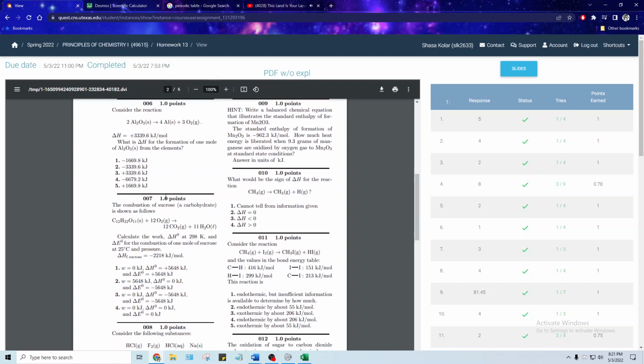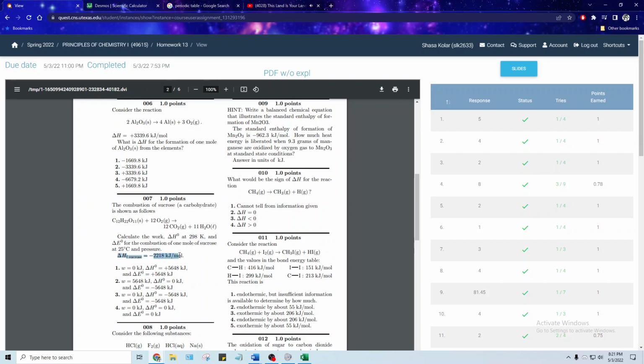The combustion of sucrose, the carbohydrate, shown as follows. So, first things first. This is W, Q, delta H, same difference, and delta E. So work, if you don't remember from last unit, the only time work is occurring for us is when there's a change in gas. Either there's more gas or there's less gas. There's the exact same amount of gas moles, so W is 0. So already 2 is wrong.